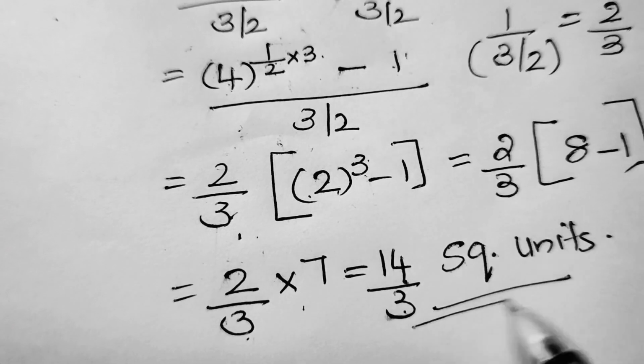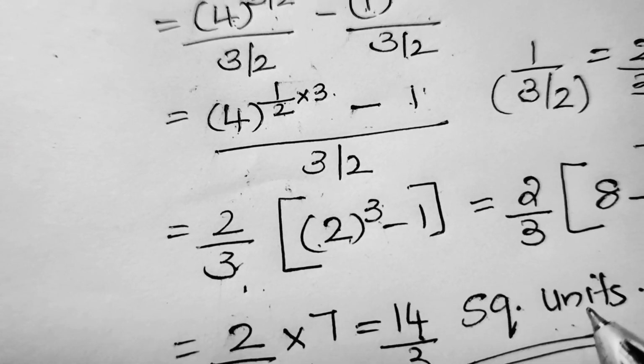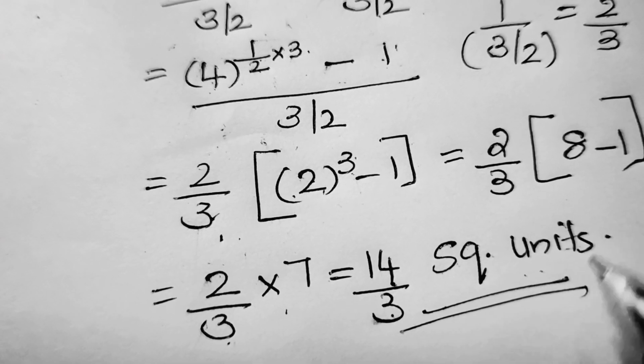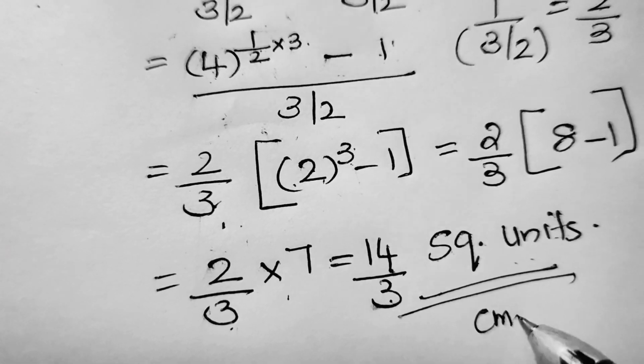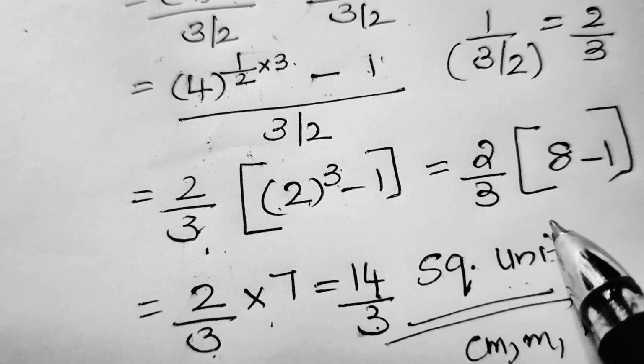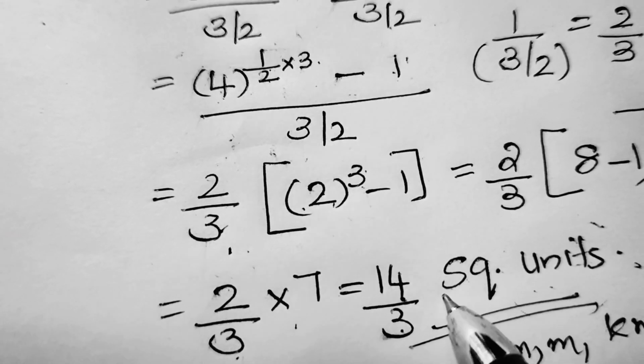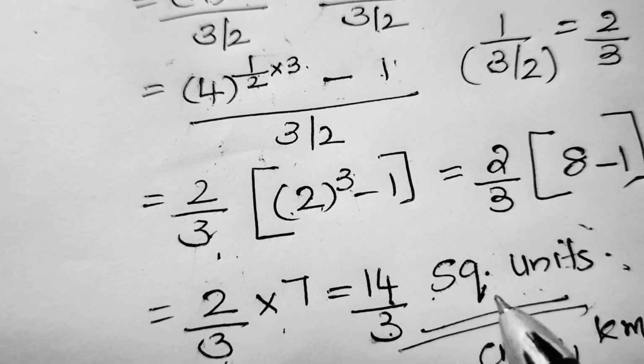Now you need to write the unit. That is square units. Why? Because here it is not given whether it is in centimeter, meter or kilometer, nothing like that. So we usually denote it by the general term unit. Since it is area, we use square. So its unit is square unit.